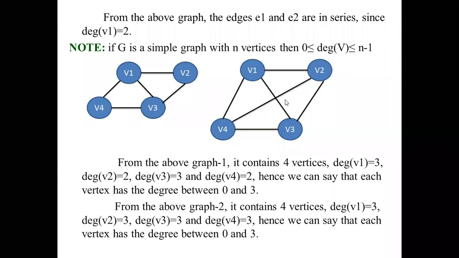In this graph, how many vertices does it contain? 4 vertices. So the degree of V1 is 3, the degree of V2 is 3, the degree of V3 is 3 and the degree of V4 is 3. Hence we can say that each vertex has a degree between 0 and 3. So the total number of vertices is 4. We apply this condition: 0 less than or equal to degree of V less than or equal to 4 minus 1, which means 3. So the degree of each vertex is between 0 and 3. Okay.